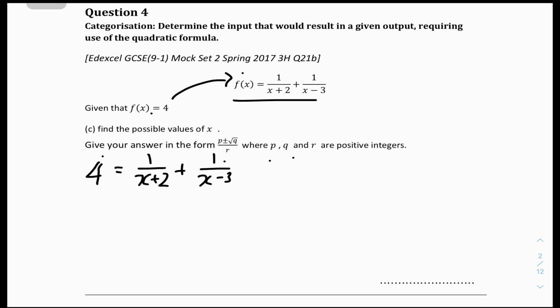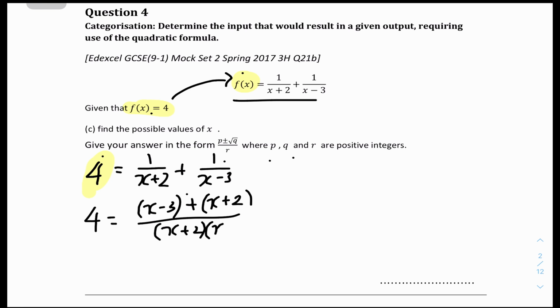And let's just highlight this to make sure that we understand what we're talking about. Like so. So first we can just cross multiply the right hand side. So it'll be 4 equals x minus 3 plus x plus 2, and the bottom is x plus 2 times x minus 3. So we're going to times both sides by x plus 2, x minus 3, to get rid of the denominator.